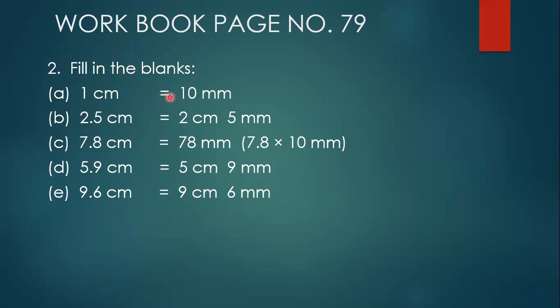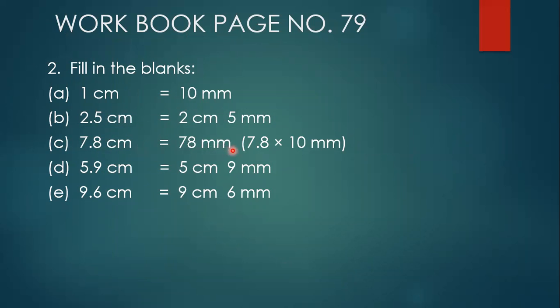1 centimeter is equal to 10 millimeter. So 2.5 centimeter, we have already discussed such a question. 2.5 centimeter is equal to 2 centimeter and 5 millimeter. Now 7.8 centimeter is equal to dash millimeter.